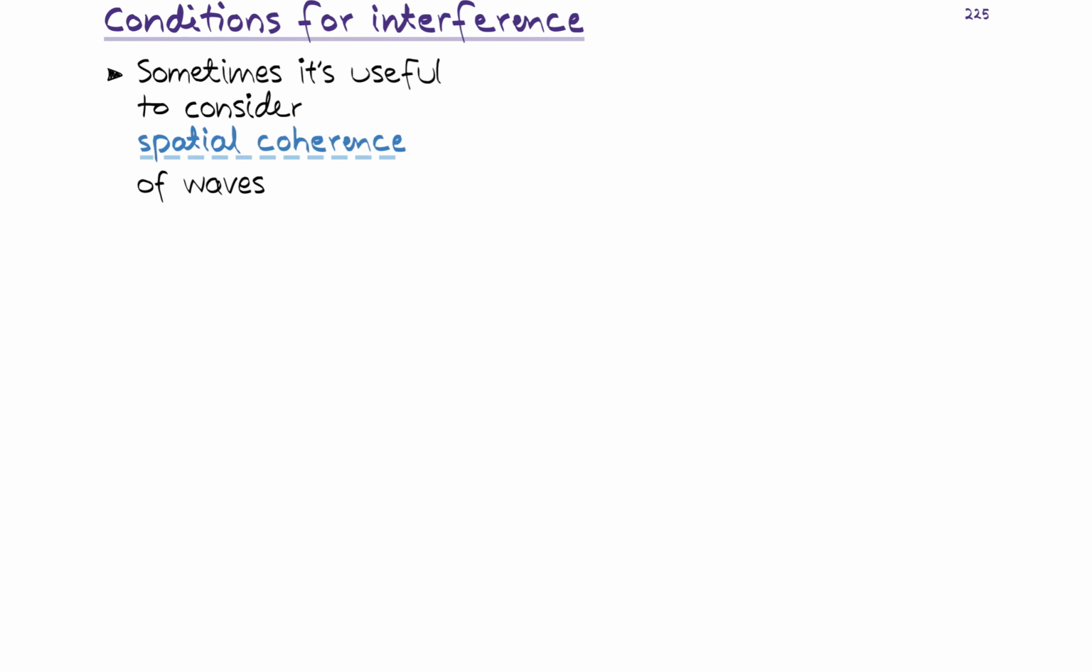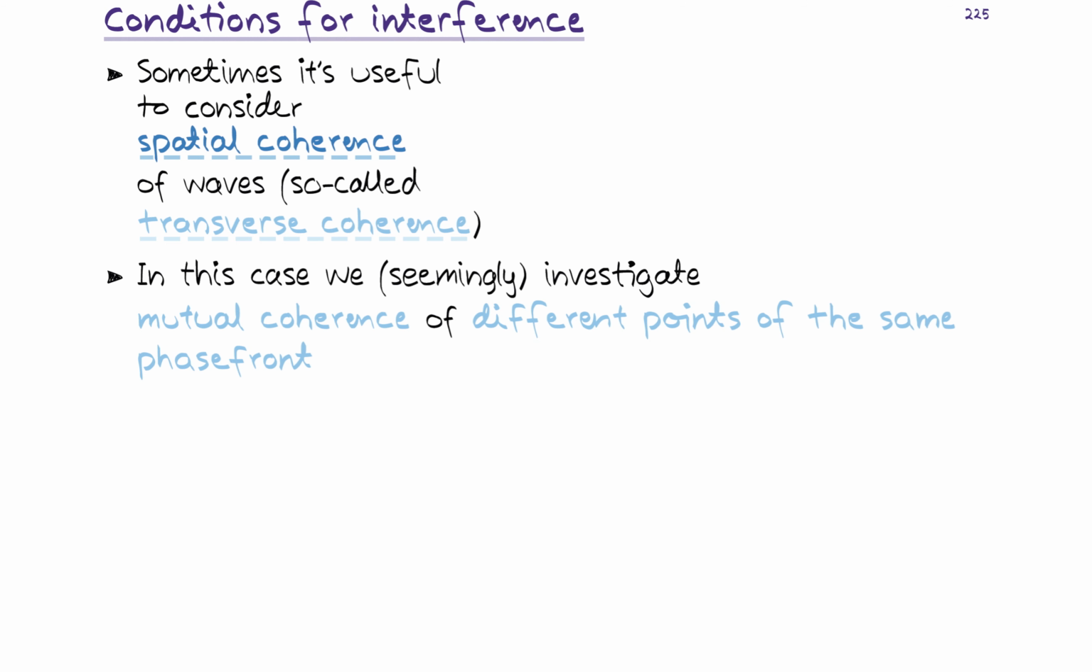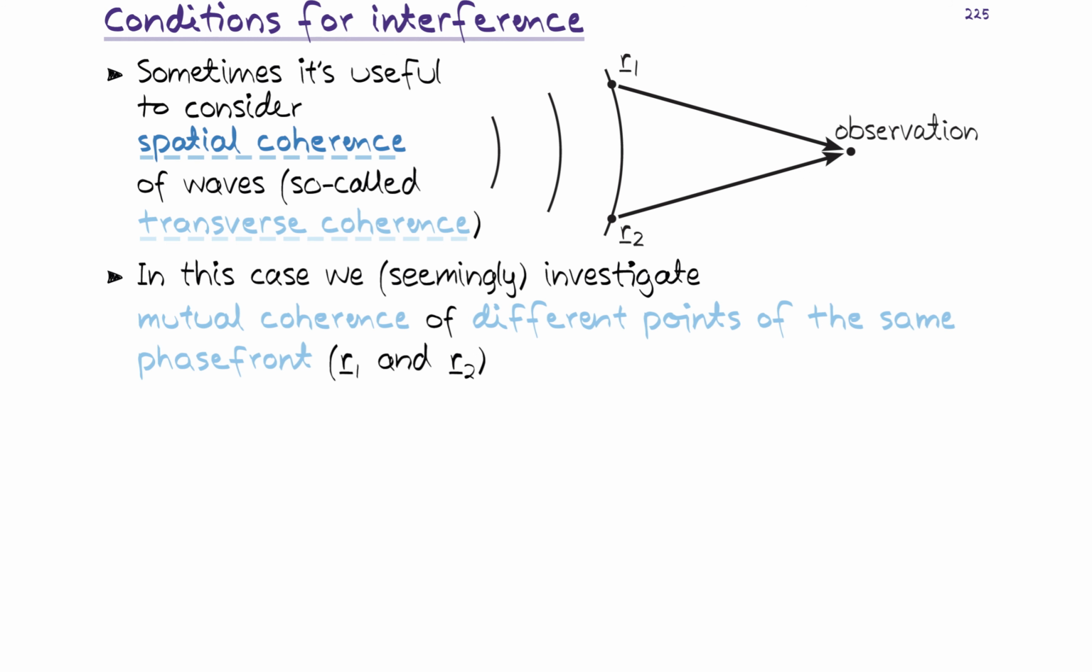Another concept that sometimes arises when looking at coherence properties is the so-called spatial coherence, also known as transverse coherence. In this case, we are looking at the mutual coherence of two different points of the same phase front. So we are looking at two different locations, R1 and R2, and we let these different portions of the same phase front interfere. Now we are interested in seeing, do we still see interference here or not?